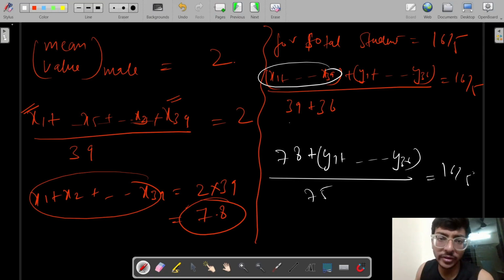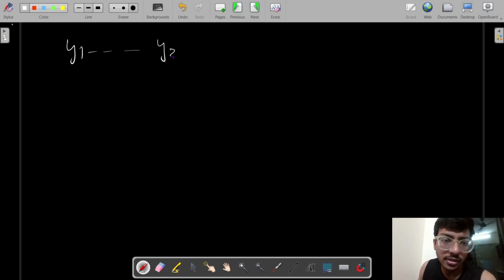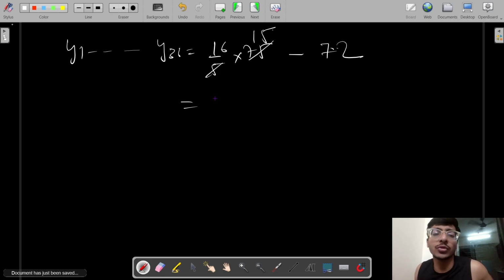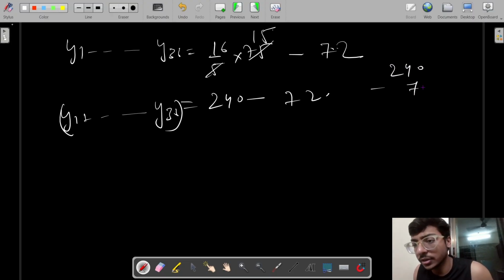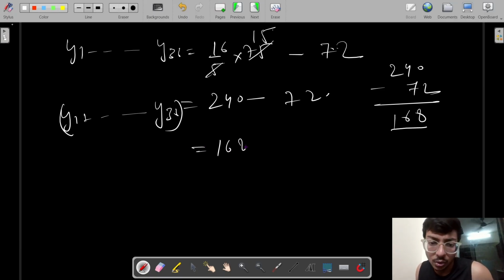So let me simplify it further for you. So this y1 to y36 is equal to 16 upon 5 into 75 minus 78. 72, I think it's 72. It is 72. So this is nothing but 16 times 15, that is 160 plus 80, this is 240 minus 72. So your y1 to y36 is 240 minus 72, that comes out to be 168.